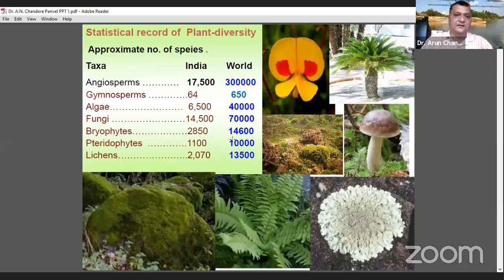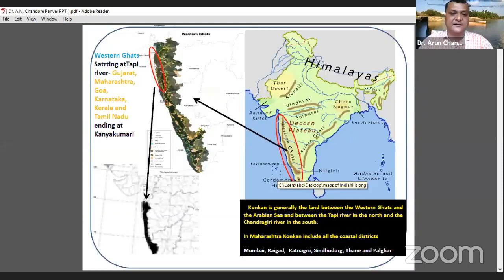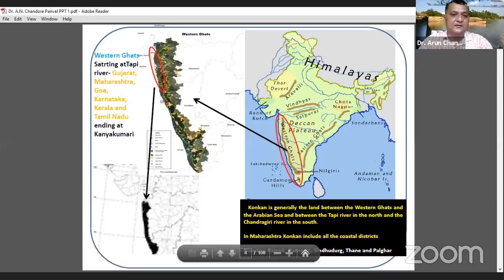Here, this is the Western Ghat and Konkan region. The Western Ghat starts at the Tapi River and runs through Gujarat, Maharashtra, Goa, Karnataka, Kerala and Tamil Nadu, ending at Kanyakumari. And this is the entire Western Ghat. And you see this is Konkan.